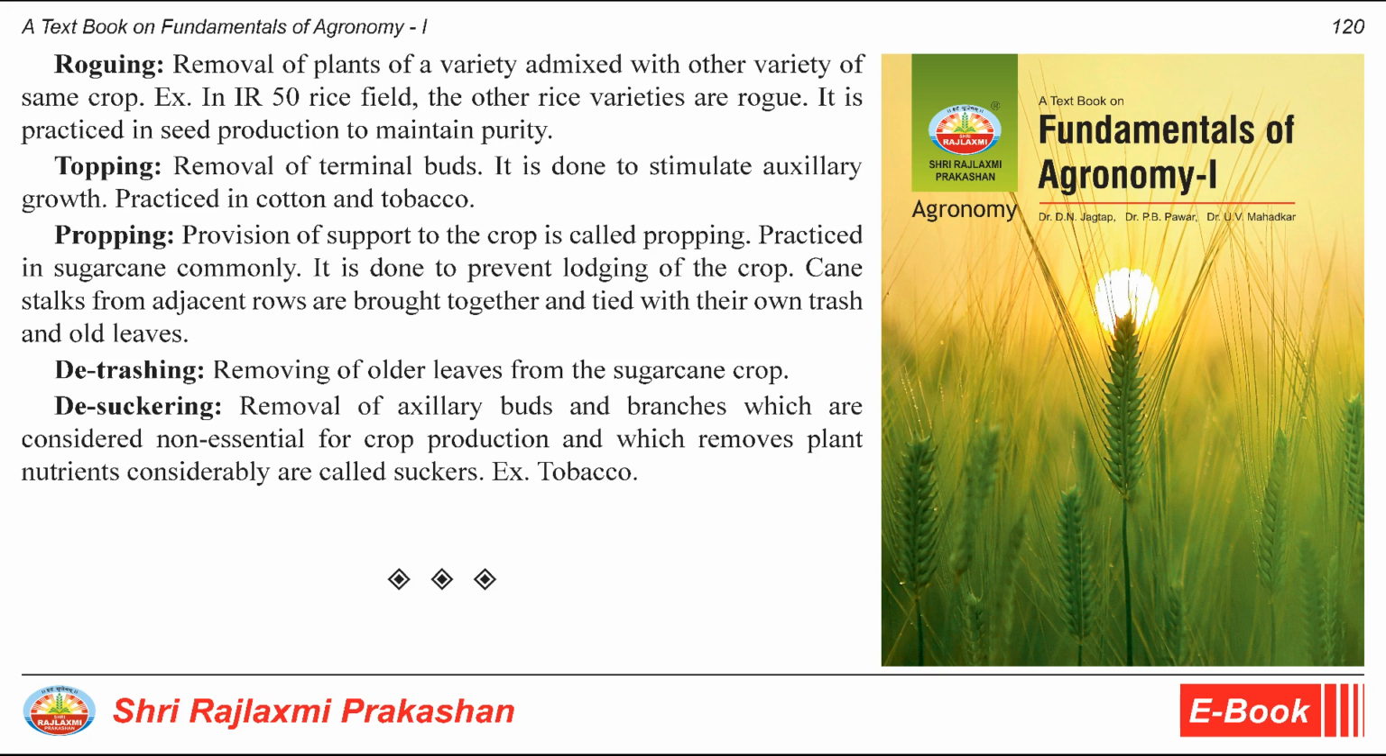Topping: removal of terminal buds. It is done to stimulate auxiliary growth. Practiced in cotton and tobacco. Propping: provision of support to the crop is called propping. Practiced in sugarcane commonly. It is done to prevent lodging of the crop. Cane stalks from adjacent rows are brought together and tied with their own trash and old leaves. Detrashing: removing of older leaves from the sugarcane crop. Desuckering: removal of axillary buds and branches which are considered non-essential for crop production and which remove plant nutrients considerably are called suckers. Example: tobacco.